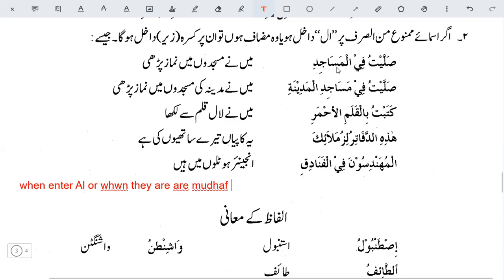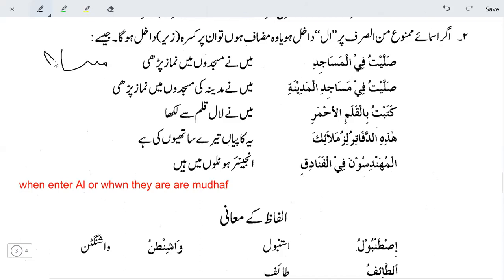Sallaitu fil masajidi. Masajidi, this is masajidu. Masajidu is mamnu min as-sarf. It cannot take tanween. It cannot take kasra. But when we enter alif lam, al masajidu, now it can take kasra.